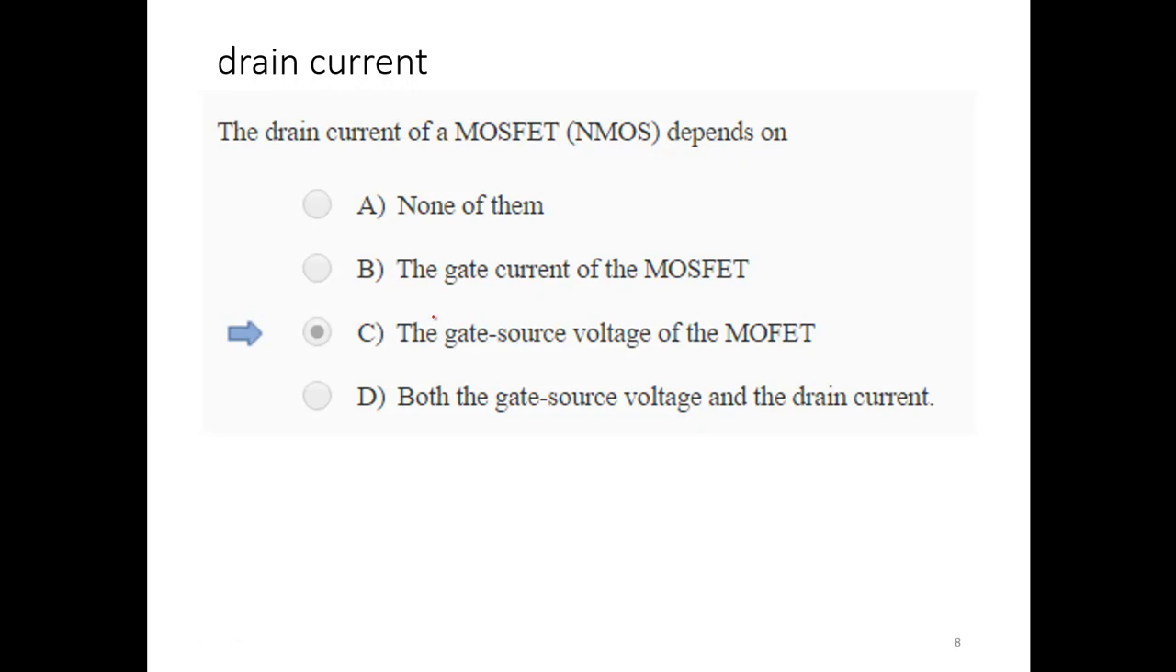The drain current of a MOSFET depends on what? The gate source voltage of the MOSFET. Whatever gate source voltage you apply, the drain current depends on that. That's the beauty of the MOSFET. You can apply a voltage, and you can control or limit the drain current by controlling this gate source voltage.